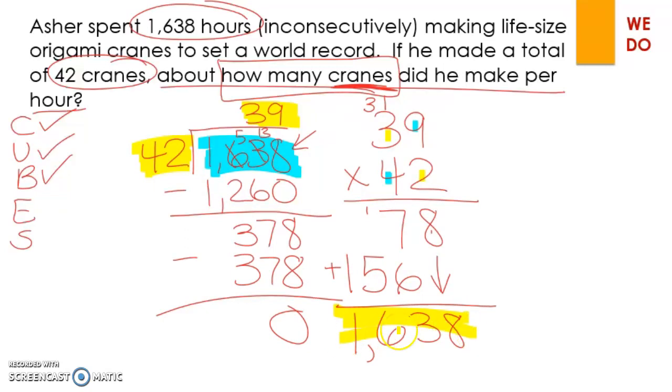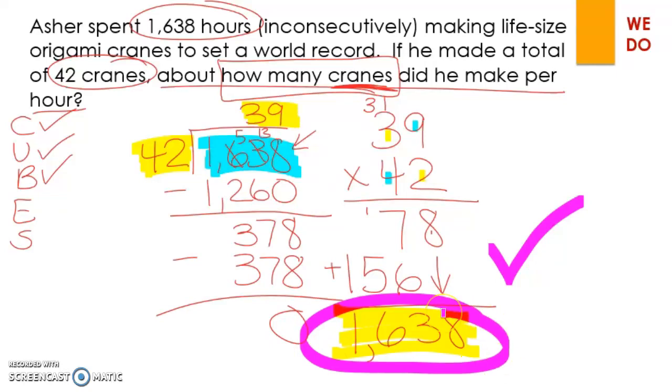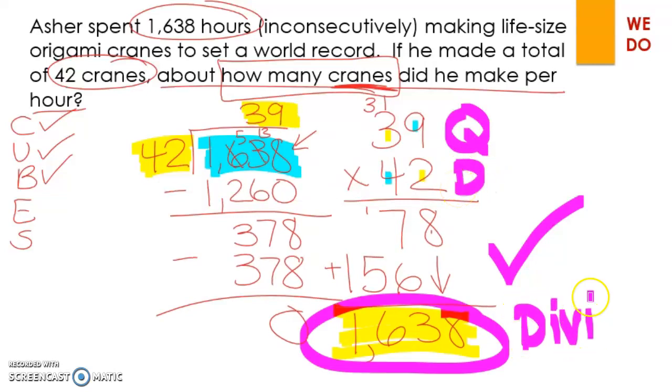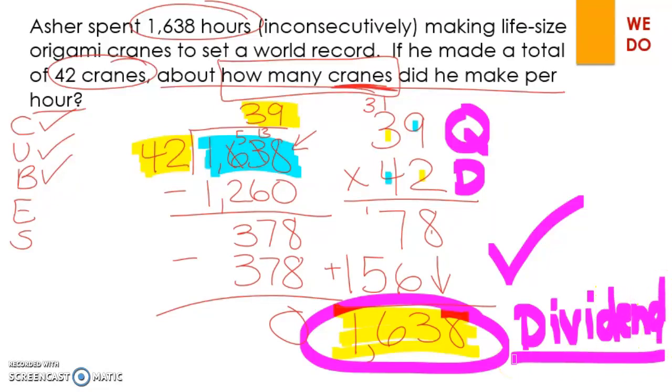1,638. I am using the inverse operation, which is multiplication, and I can conclude that my quotient was correct because when I multiplied the quotient times the divisor, I got the dividend. Yes, good job.